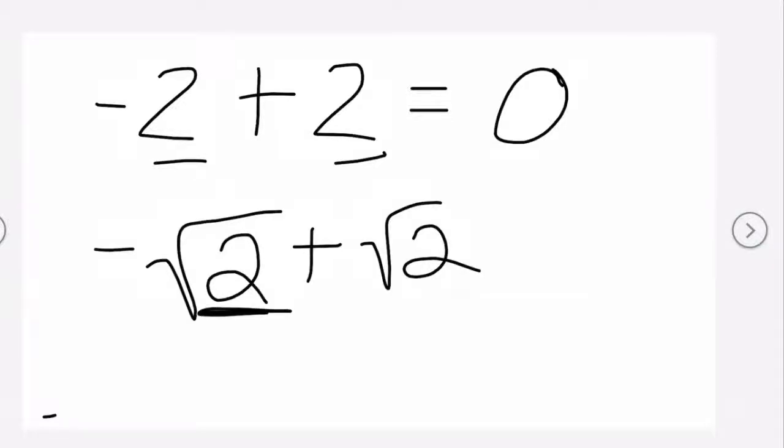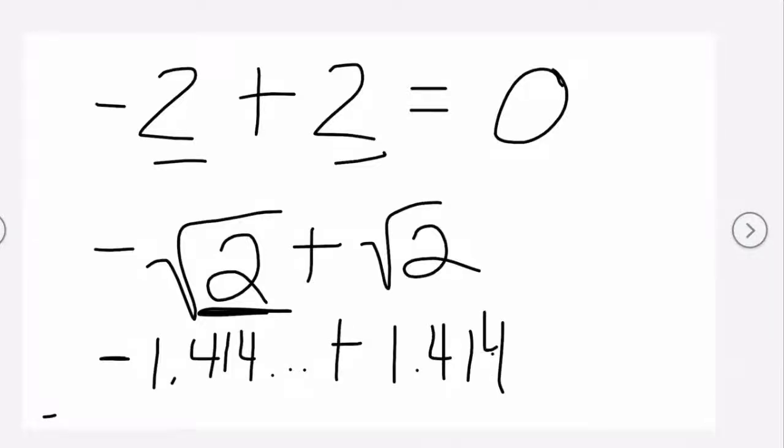So whatever this answer is, it doesn't matter. I mean, you want to use your calculator and figure it out. Let's go ahead and get out our calculators. I'll type in 2 and square root it. So it's approximately negative 1.414, plus, and then here it's the same thing except there's no negative.